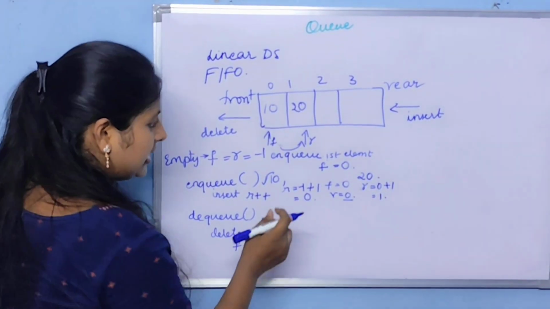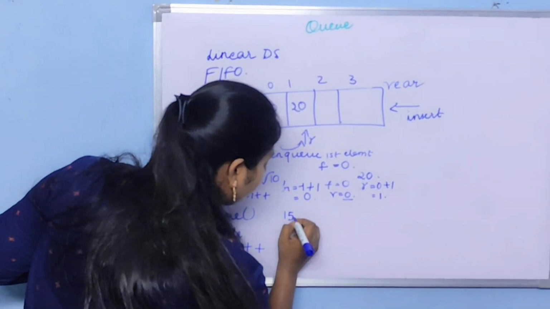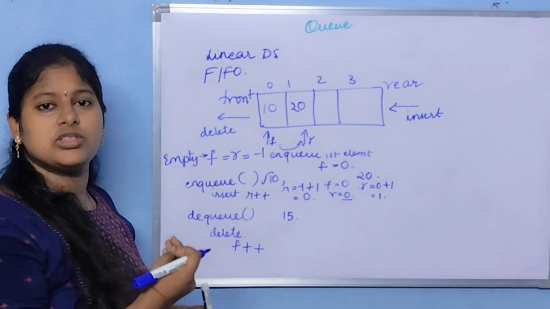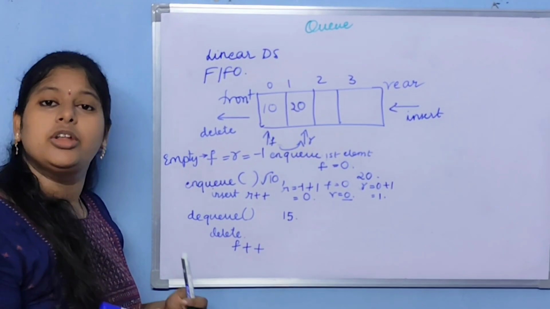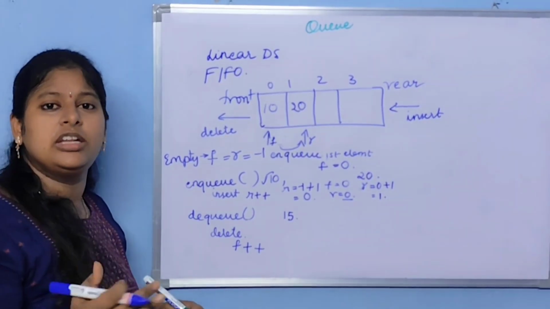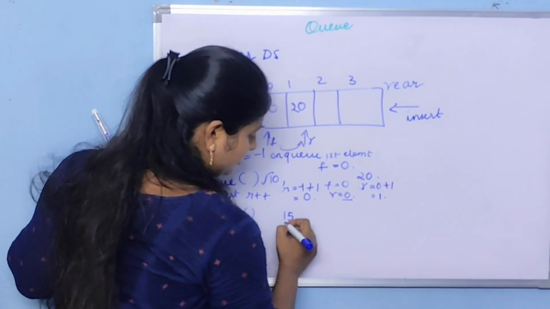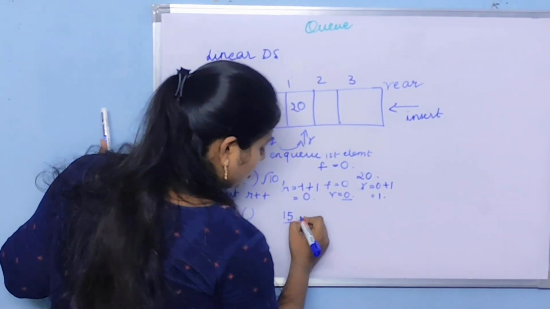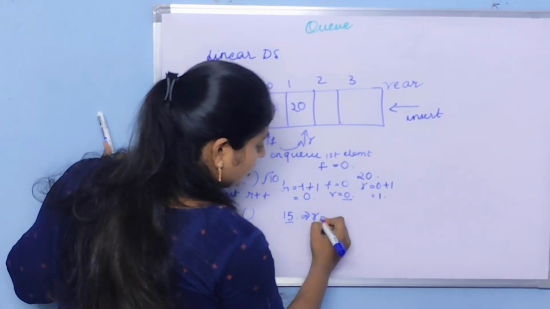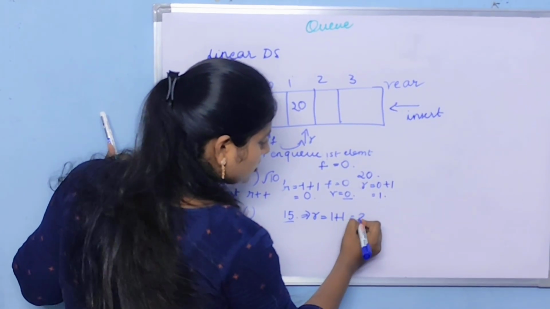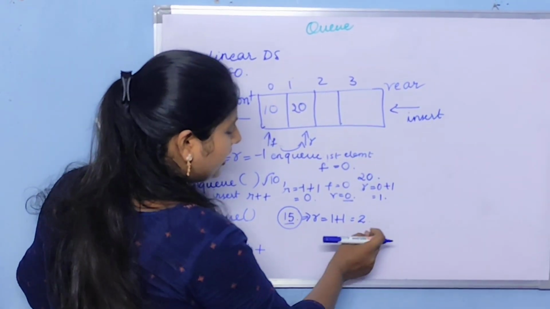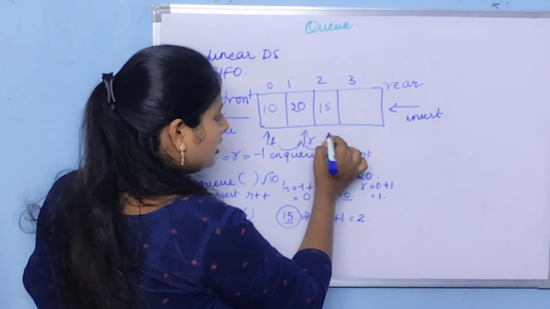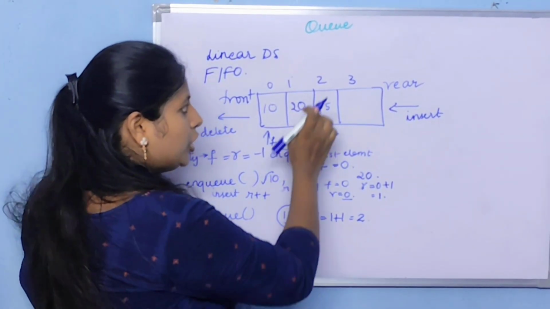Okay. Next one. I tried to add 15. You don't have any rule that you should add elements in sorted or unsorted order. You can give the input in any order. So I've added 15. What is my rear right now? Rear is pointing to 1. So rear equals 1 plus 1. So the next element 15 will be added at the second position. Okay. Again rear is shifted here. So now rear equals 2.